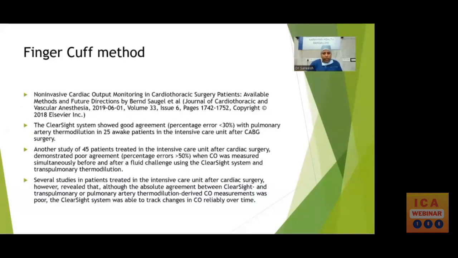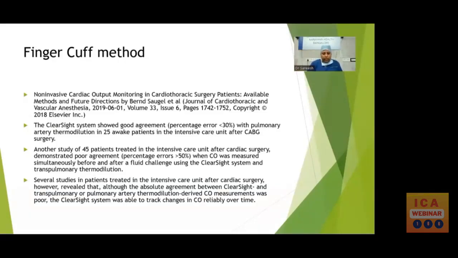According to a study conducted by Bernard et al., they studied non-invasive cardiac output monitoring in cardiothoracic surgery patients. Their study showed that the ClearSight system, a finger cuff system, showed a good agreement, that is percentage error less than 30%, with pulmonary artery thermodilution in 25 awake patients in the intensive care unit after CABG surgery.